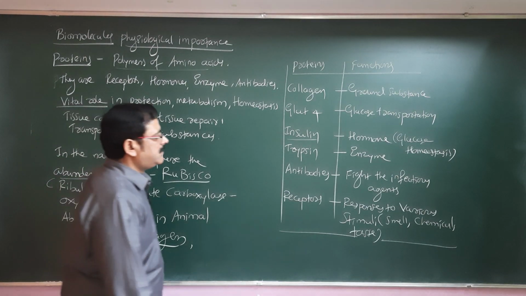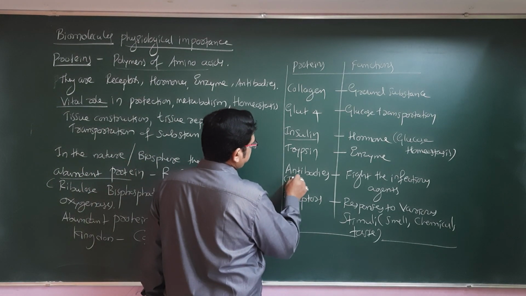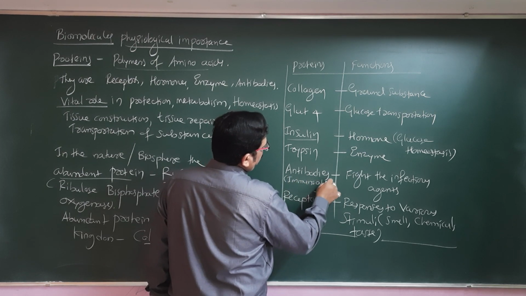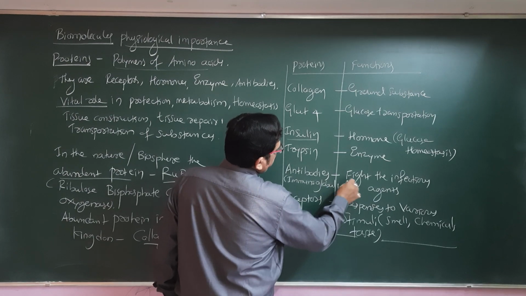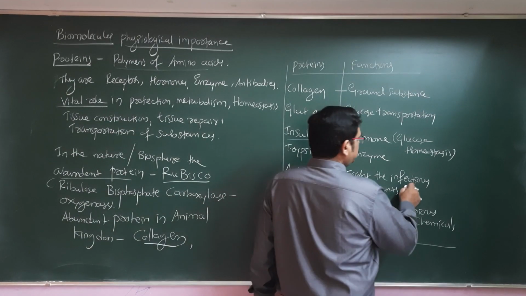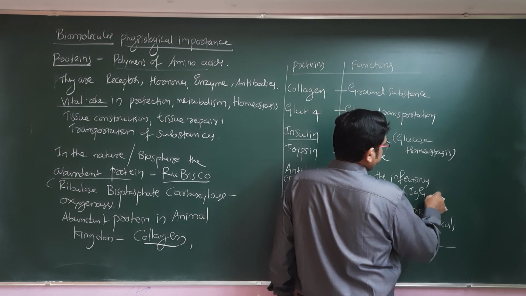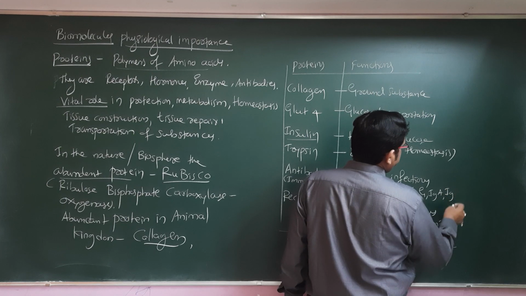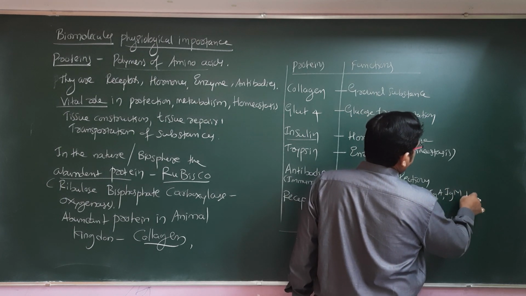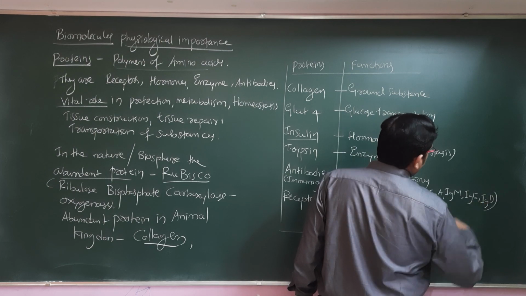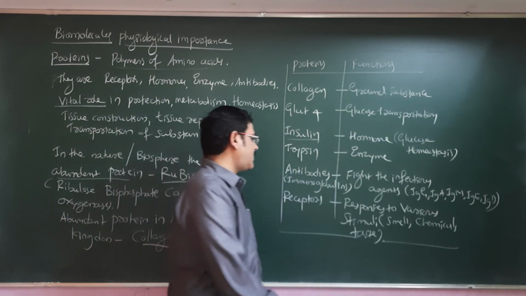Antibodies are also called immunoglobulins. Immunoglobulins are of 5 types: IgG, IgA, IgM, IgE and IgD. 5 types of immunoglobulins are there.